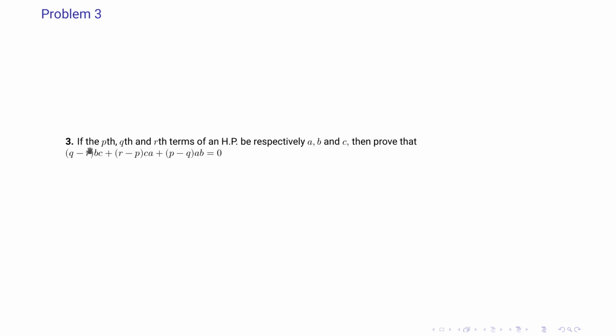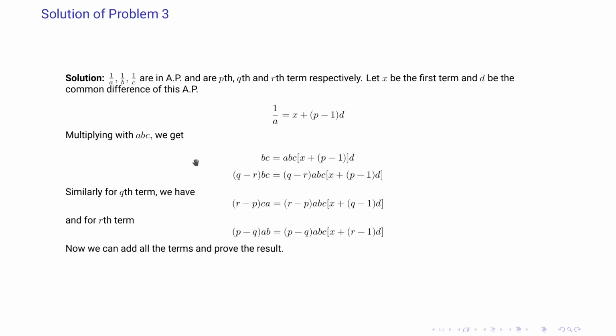Problem number 3 says that if the pth, qth and rth terms of an HP are respectively A, B and C, then prove that (Q minus R) into BC plus (R minus P) into CA plus (P minus Q) into AB is equal to 0. So the corresponding terms in AP would be 1 by A, 1 by B, 1 by C. So we let X as the first term and D as common difference. So 1 by A is equal to X plus (P minus 1) into D. Now we multiply this with ABC. So it becomes BC is equal to ABC into (X plus (P minus 1) into D).